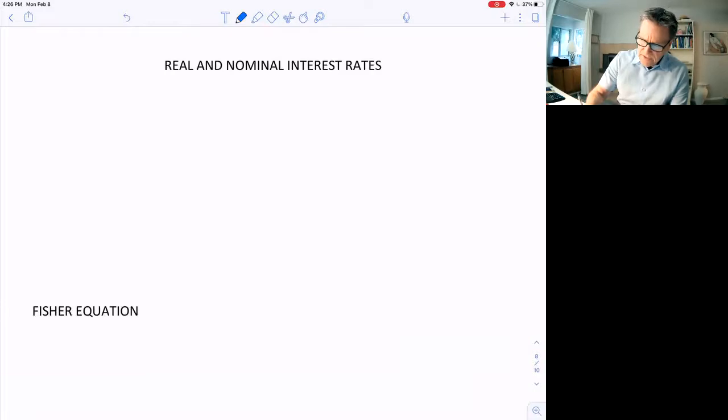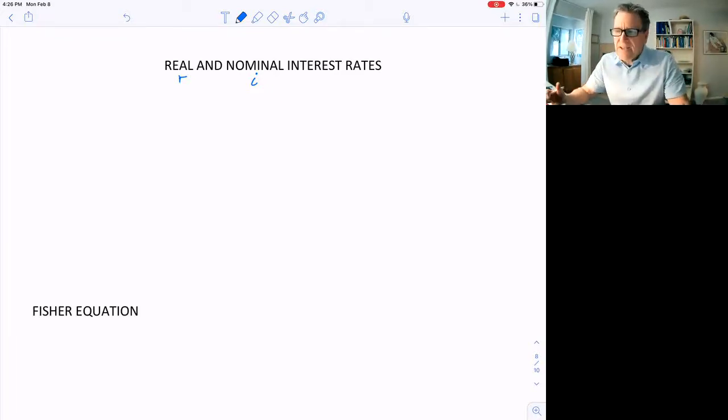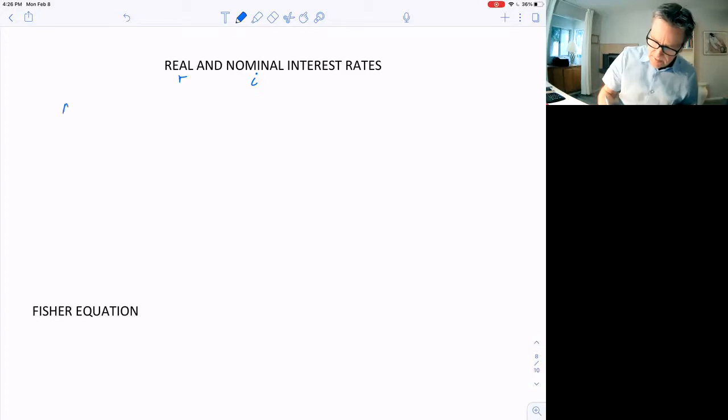Nominal interest rates, we use the symbol little i for a nominal interest rate, and little r for the real interest rate. Now, the market interest rate, that is the nominal rate. So when we see what the yield is on the 10-year Treasury bond, that is the nominal interest rate. So market rates are nominal interest rates.